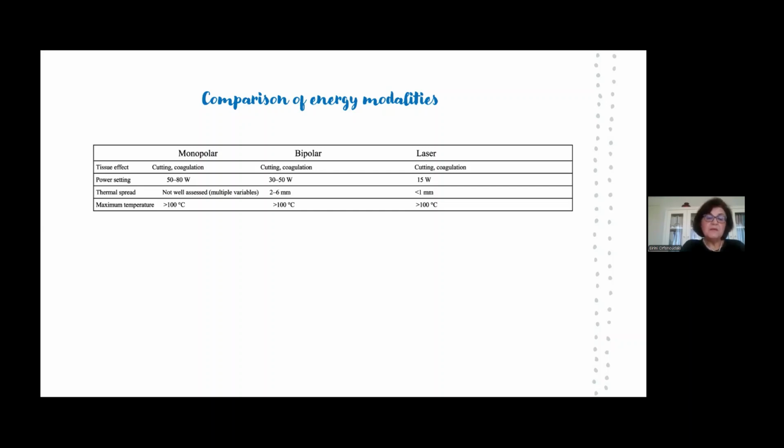Thermal spread in monopolar is not well assessed because there are multiple variables. In bipolar it is 2 to 6 millimeters and laser less than 1 millimeter. Maximum temperature is the same, above 100 degrees Celsius, in the 3 modalities.